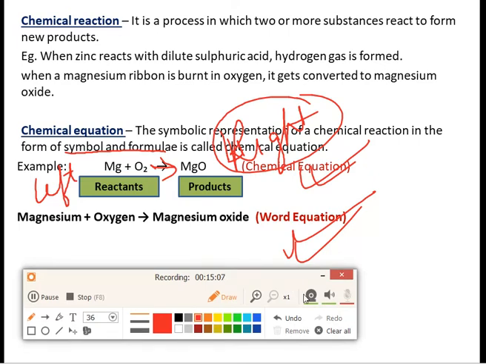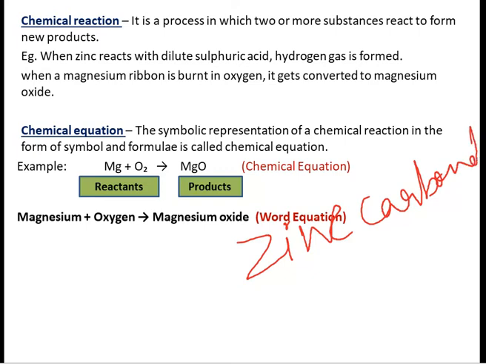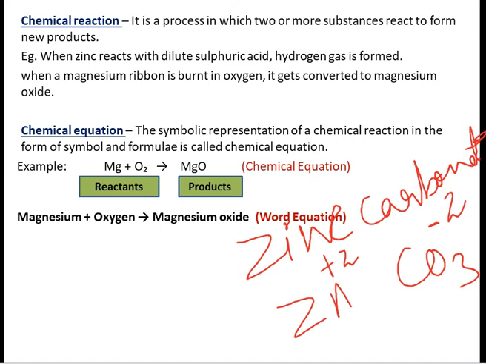I hope you have understood till here, and also in your ninth standard you have learned how to write the formula of chemical compounds. For example, suppose you want to write the formula of zinc carbonate. For this, you should know the symbol of zinc and the symbol of carbonate, and that the valency of zinc is +2 and the valency of carbonate is -2. The valencies are the same in magnitude but opposite in sign, so +2 and -2 will cancel and the formula of zinc carbonate will become ZnCO3.